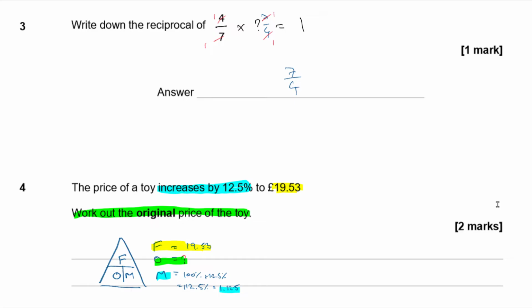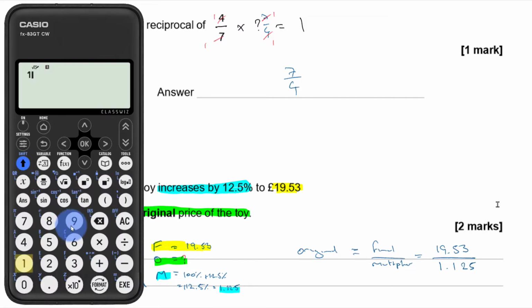Okay, so once we've identified FOM, we put our thumb on the one we want to find, which in this case is O, cover it up, and it tells me what to do with the other two. So original equals final over multiplier, which is 19.53 divided by 1.125. So I reach for a calculator. 19.53 divided by 1.125, I make that £17.36.